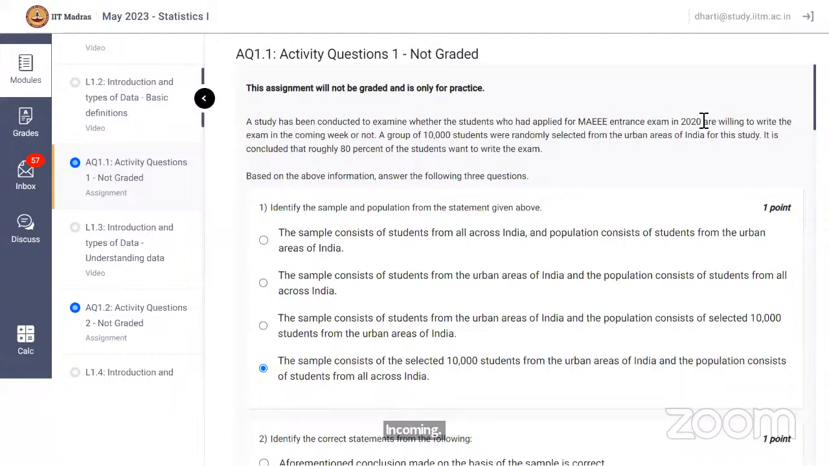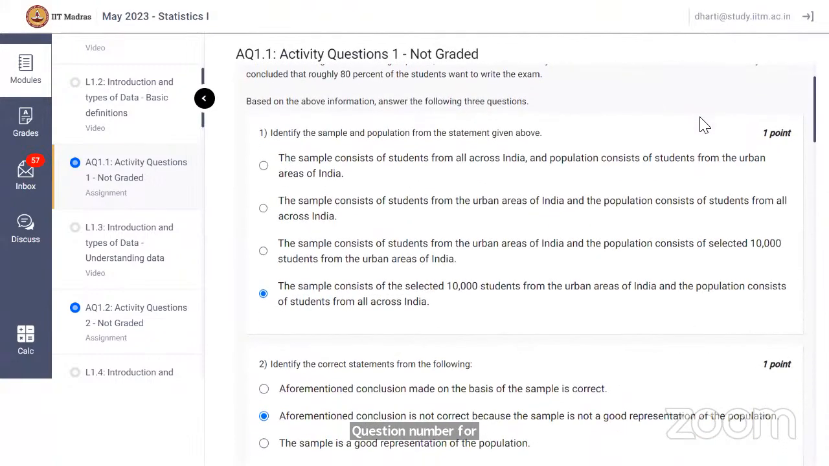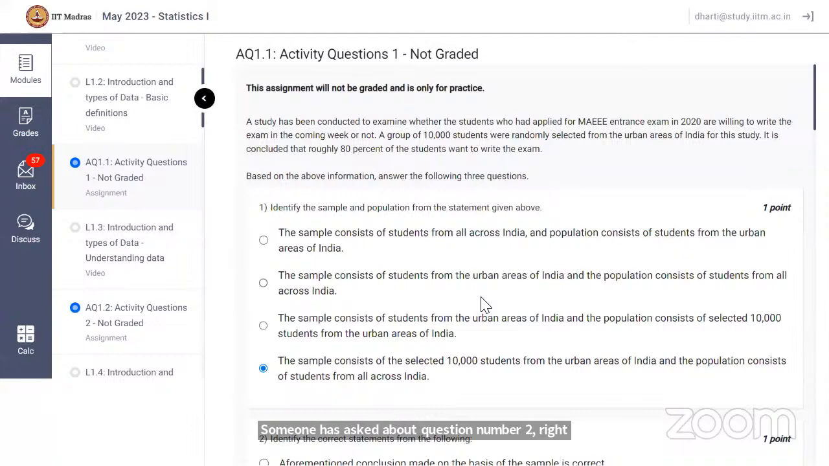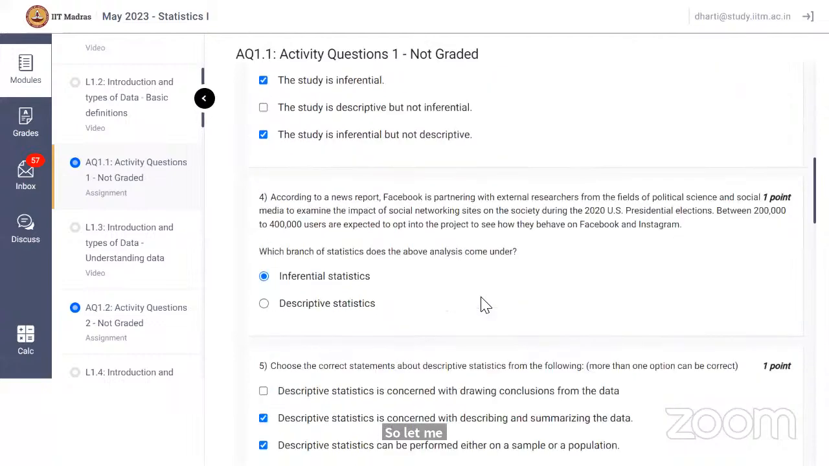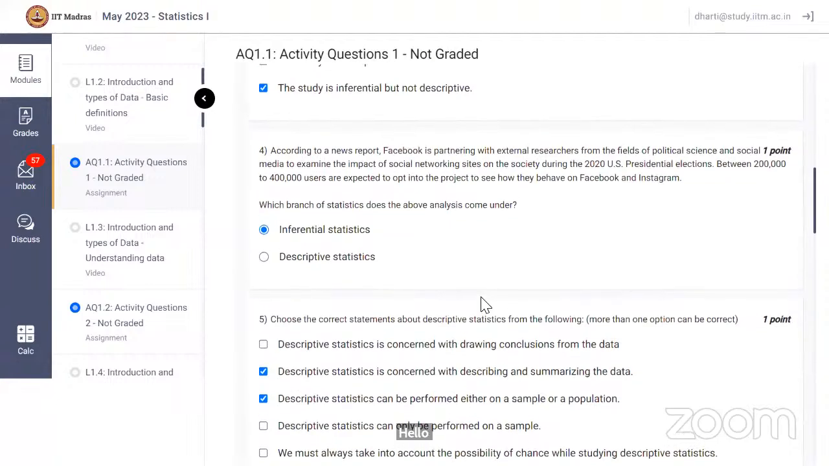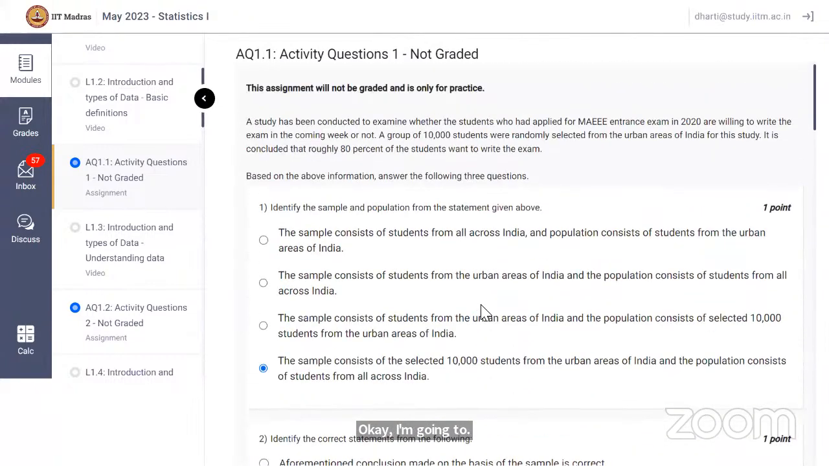Question number 4. Someone has asked about question number 2, right? Yes, ma'am, it's me. So let me clear it, then we will come back to question number 4. We have discussed question number 4. Are you joining late or what are you doing? If you are joining late, then please watch the recorded lecture. Yes, ma'am.